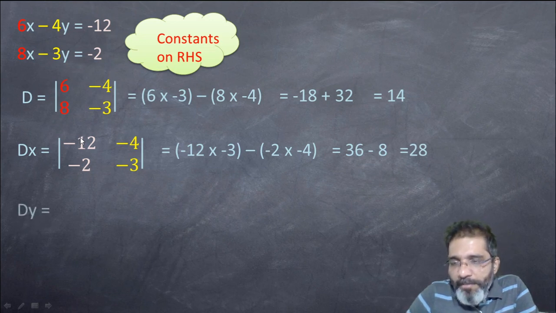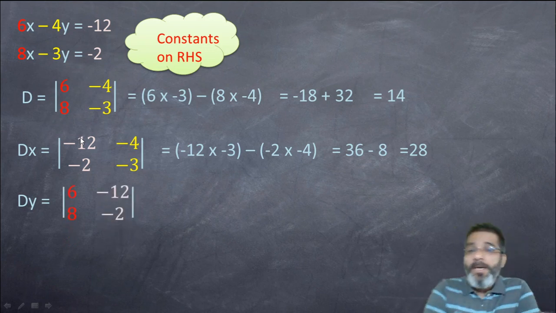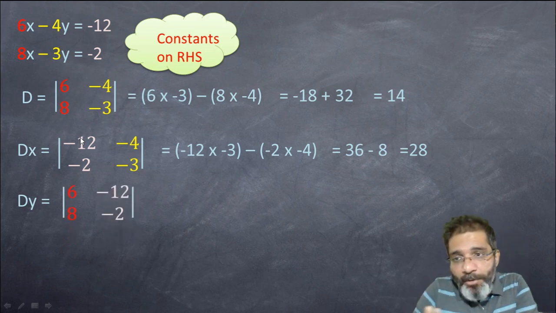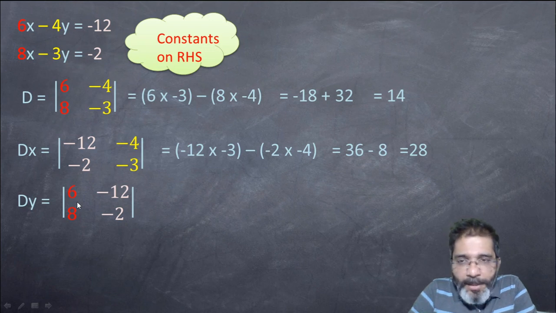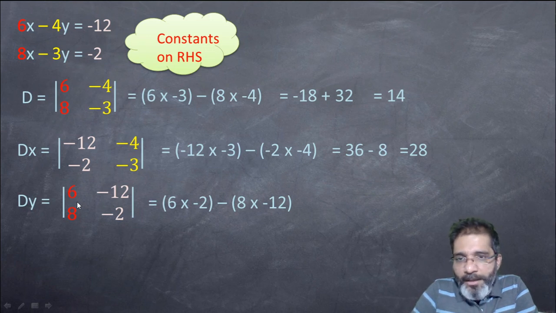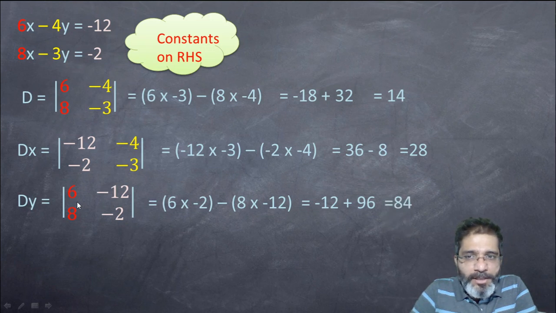Now we find the value of Dy. What is Dy? We are going to do exactly the opposite of Dx. In Dx we wrote constants in the first column; in Dy we write constants over here. In Dx we took the coefficients of y here; in Dy we are going to take the coefficients of x here. Now we'll find the value: 6 into minus 2 minus 8 into minus 12. We solve minus 12 plus 96, and we get the answer 84.